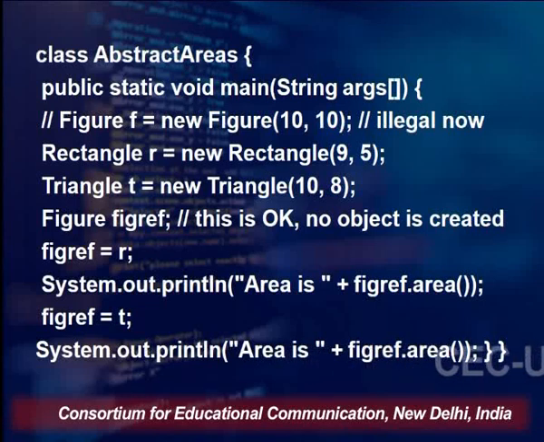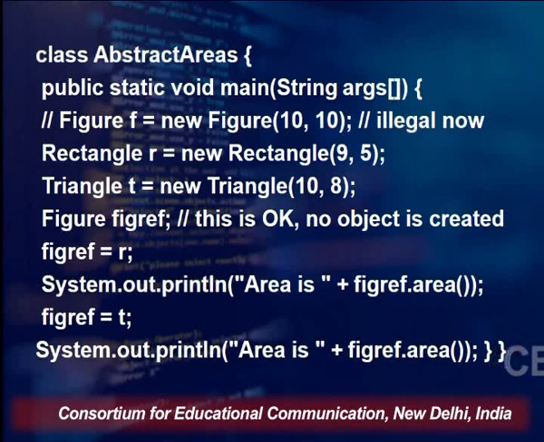So, even if you write figure f equals new figure 10 comma 10, it is going to give you an error, and that is why I have given it in the comments portion. Now, we are instantiating class rectangle with the reference named R as new rectangle 9 comma 5, and triangle T equals new triangle 10 comma 8. These are statements which we have seen in our previous programs also.